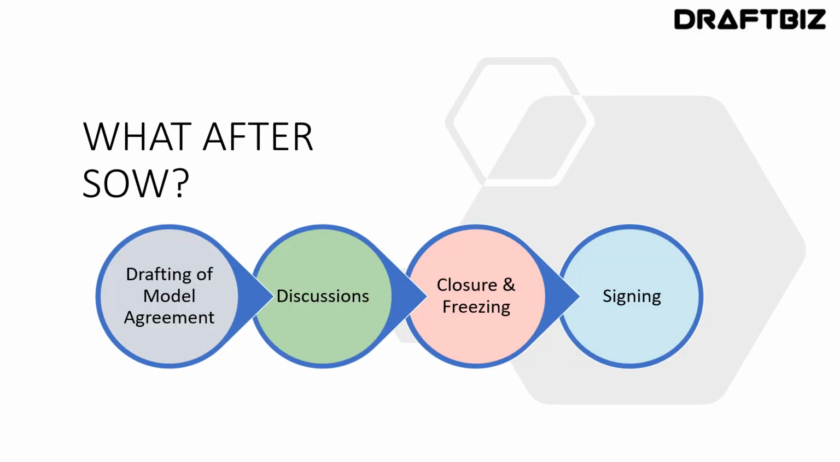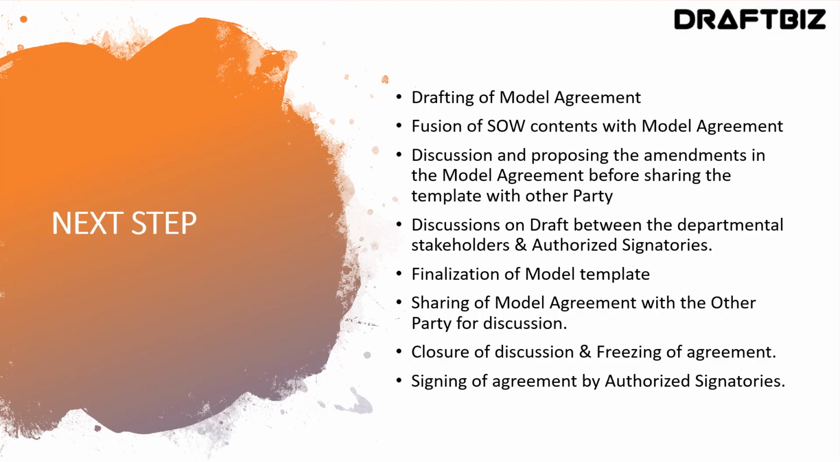So, what after SOW? Once you have the SOW in place, you may proceed on to next steps. Let's take a deeper look into these. Once you have the SOW in place, the next step is to draft a model agreement and then fuse SOW contents with the model agreement. You then organize discussions, internal discussions, brainstorm and note down proposed amendments.